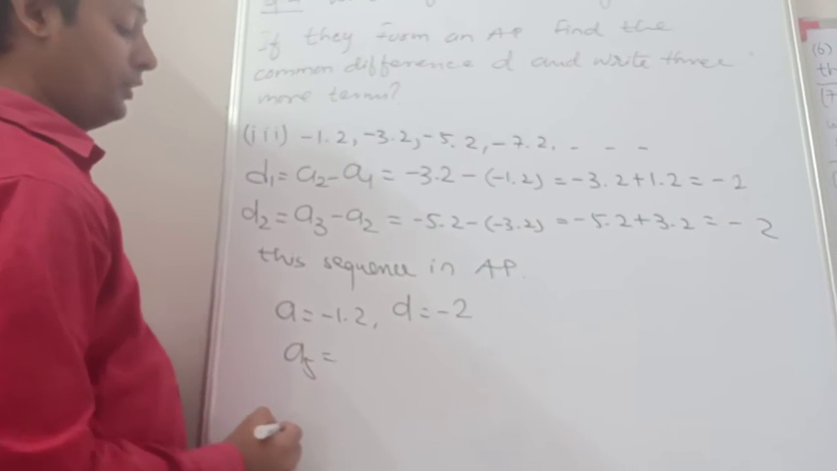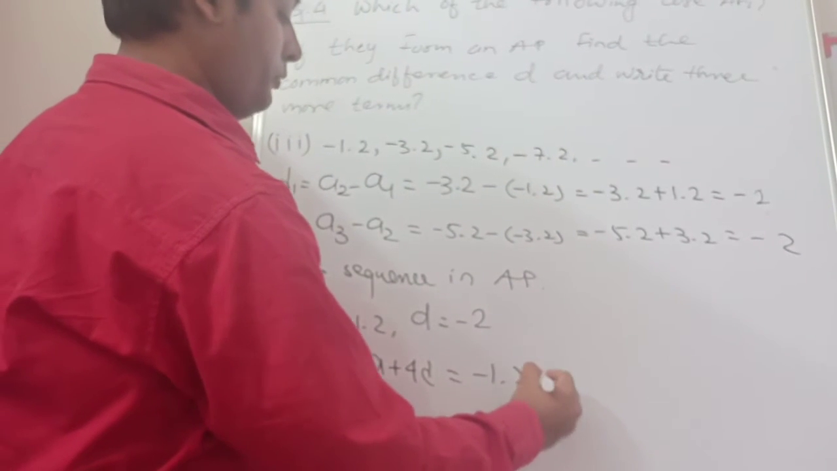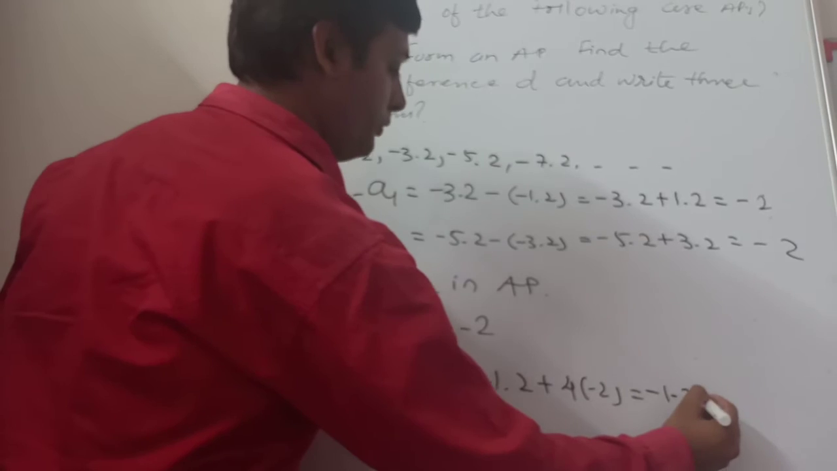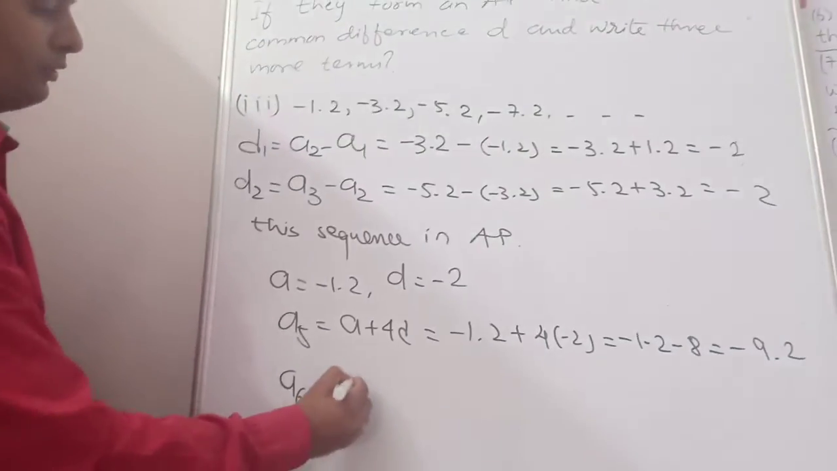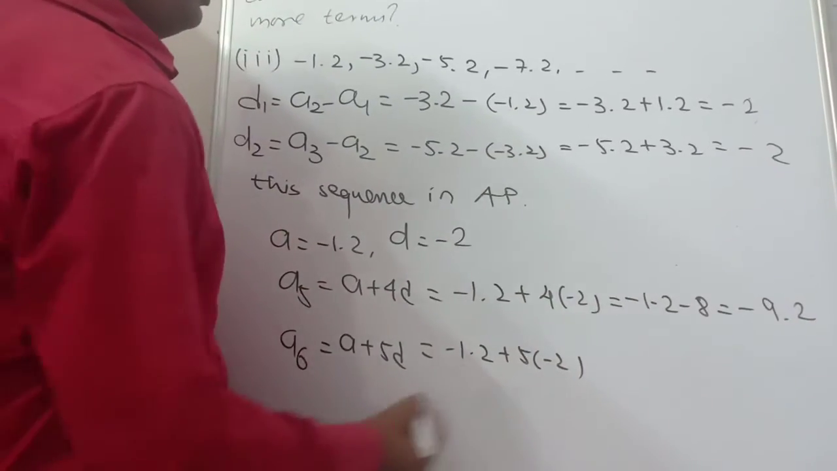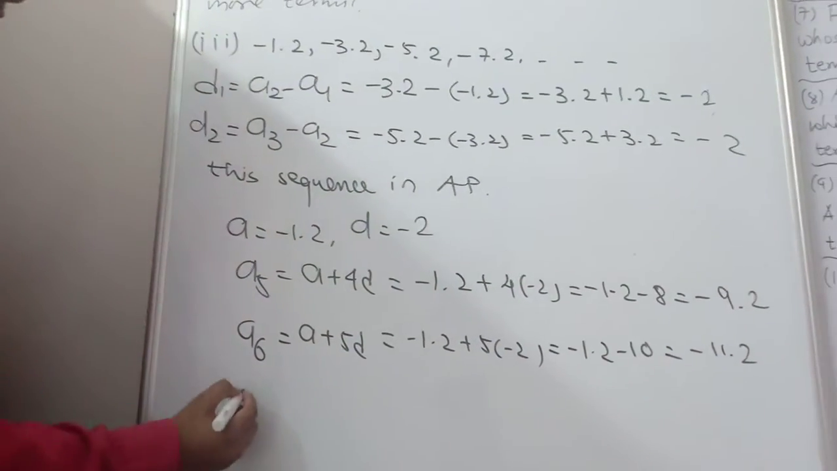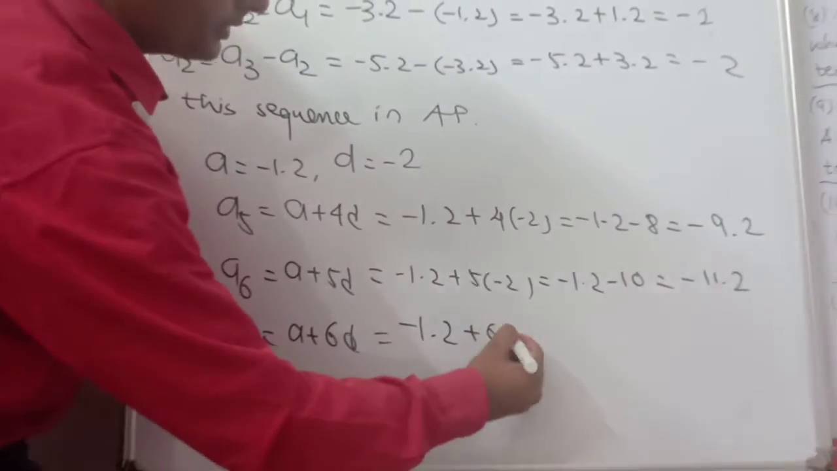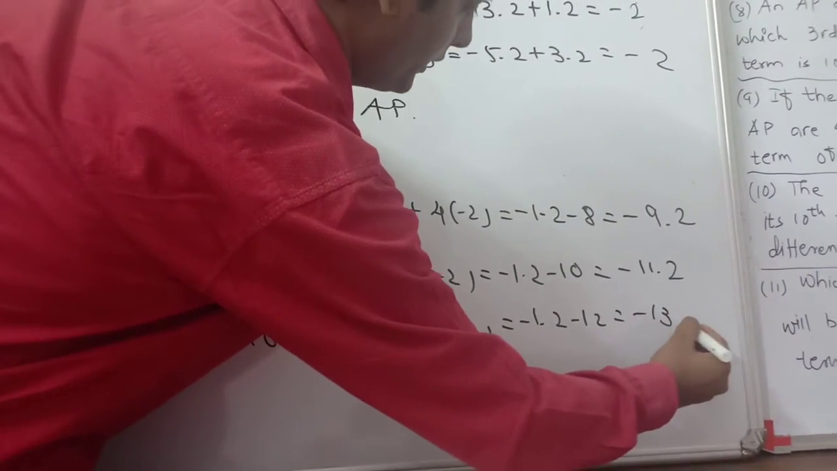Fifth term, A5 is equal to simple A plus 4D. A is equal to minus 1.2 plus 4, D is equal to minus 2, right? So minus 1.2 and minus 8, we got minus 9.2. Now, A6 is equal to A plus 5D is equal to minus 1.2 plus 5 into minus 2. So therefore minus 1.2 minus 10 is equal to minus 11.2. Okay, A7 is equal to A plus 6D is equal to minus 1.2 plus 6 into minus 2. So minus 1.2 minus 12, that is minus 13.2.